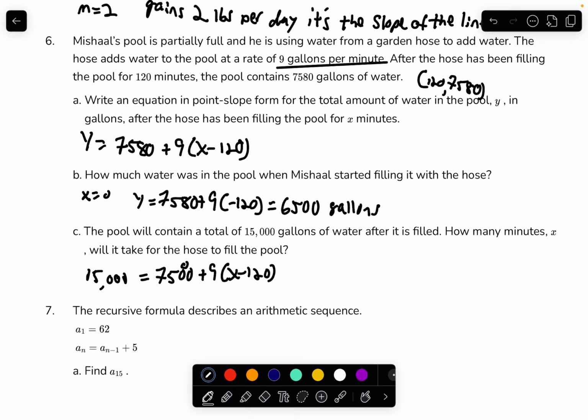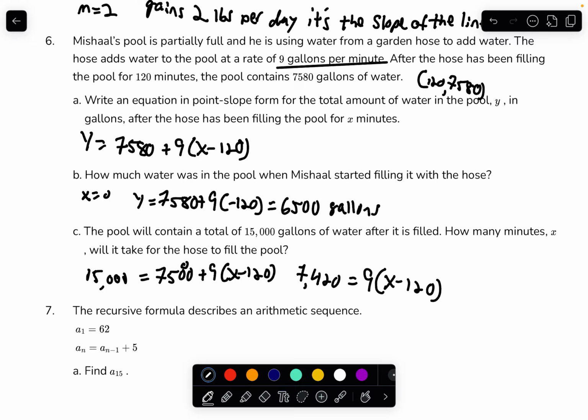Well, how do you solve for x? We got to strip everything off of this x. Remember, this is just basic solving of a linear equation. So I'm going to subtract 15,000 minus 7,580, and that's 7,420. So now we have 7,420 equals 9 times parentheses x minus 120.